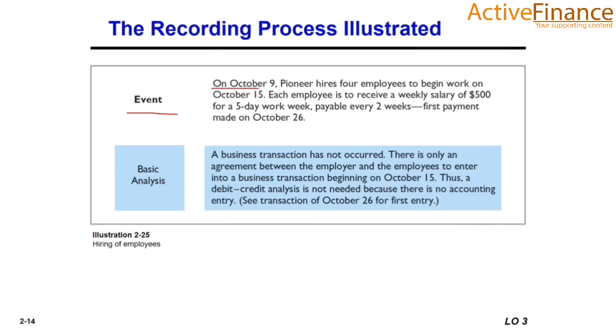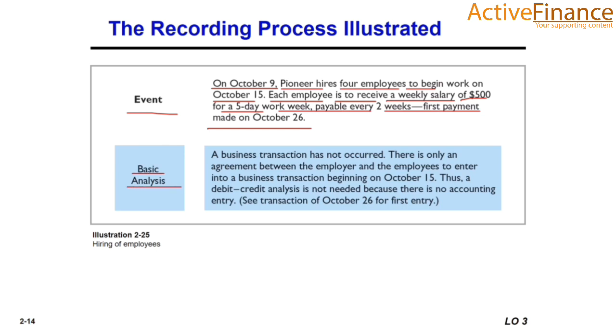On October 9, Pioneer hires 4 employees to begin work on October 15. Each employee is to receive a weekly salary of $500 for a 5-day work week, payable every 2 weeks, with the first payment made in October. So this is the basic analysis of this transaction.